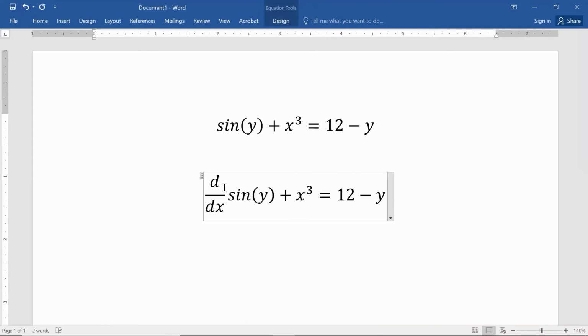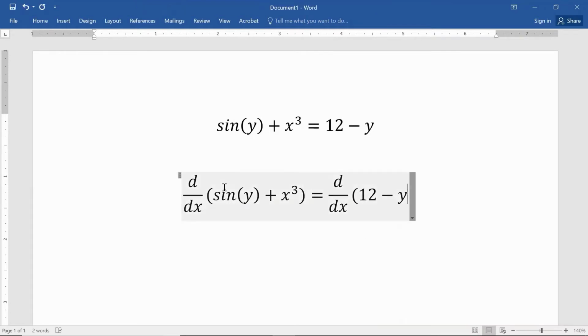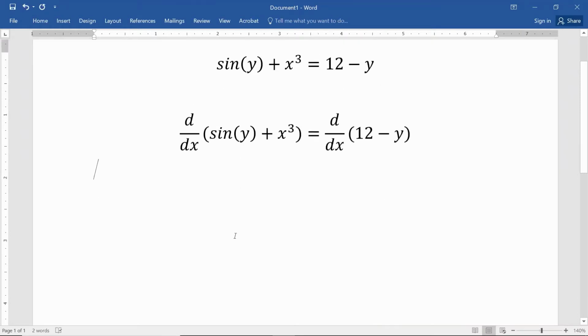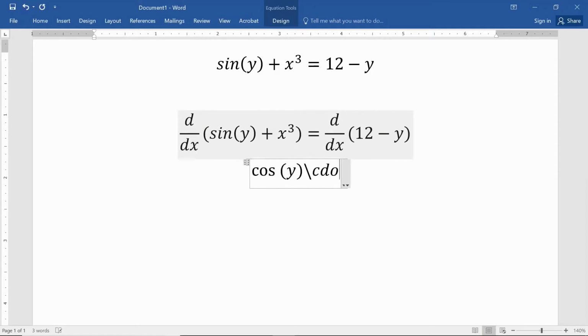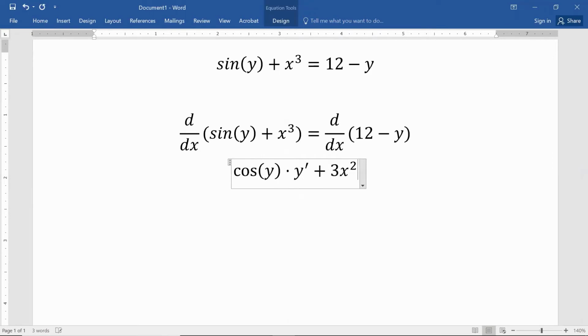So we're going to take the derivative with respect to x of both the left-hand side and the right-hand side. Now, when you take the derivative of the left-hand side, sine has derivative cosine. Be careful about this: cosine of y times y prime. Y here is the inside function, so that's what we're doing. When I take the derivative of x to the third, there's no inside function. X is just the inside function, so we can add 3x squared.